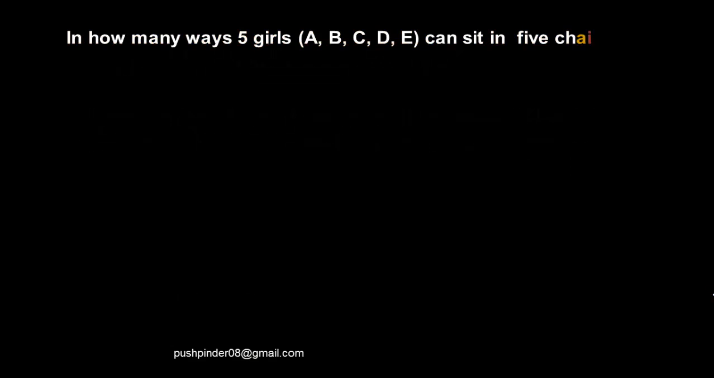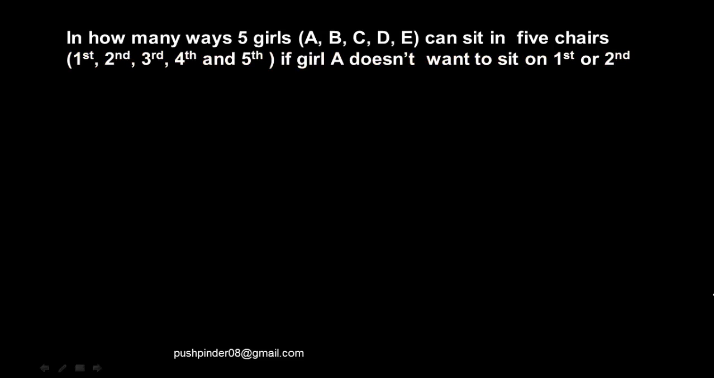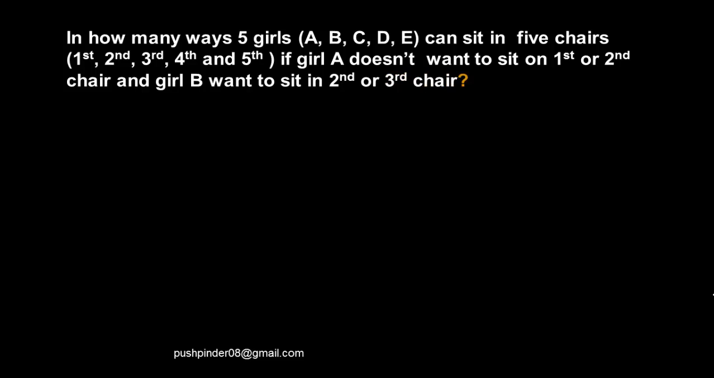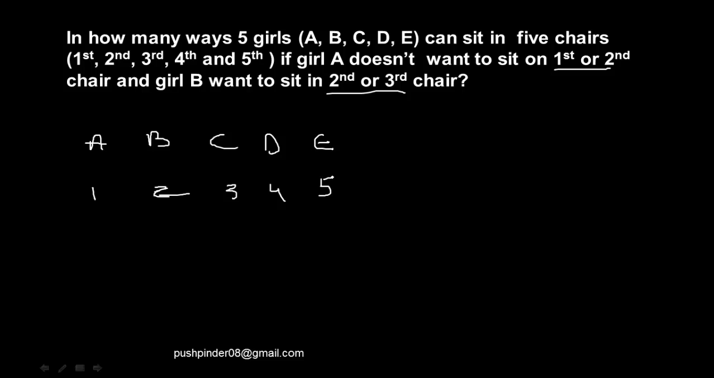Okay, now let's see this question. Same kind of question. 5 girls want to sit on 5 chairs. Girl A does not want to sit on first or second. Girl B wants to sit on second or third chair. Now if you see over here, the conditions are pretty much colliding, right? So these are the 5 girls, A, B, C, D, E, and these are the 5 chairs: 1, 2, 3, 4 and 5.